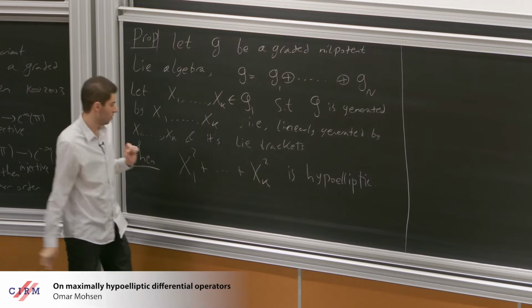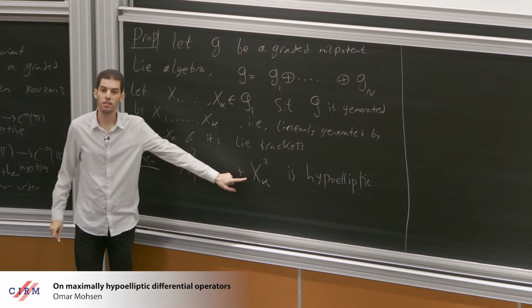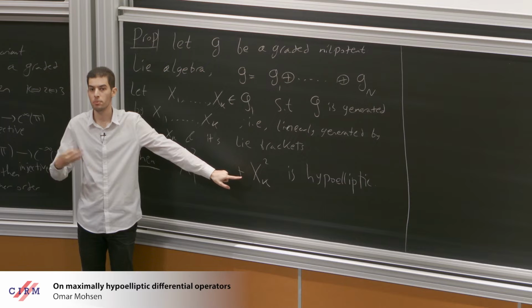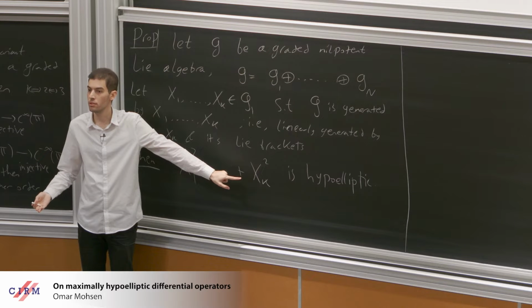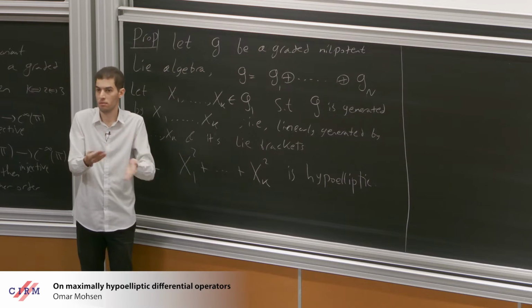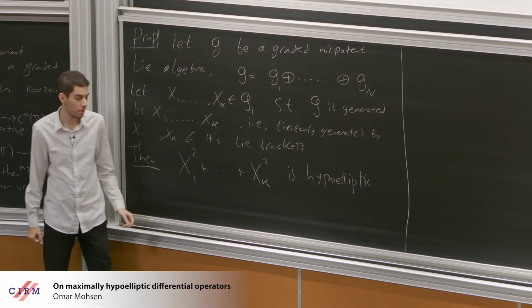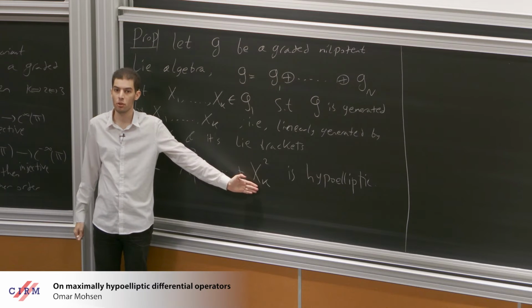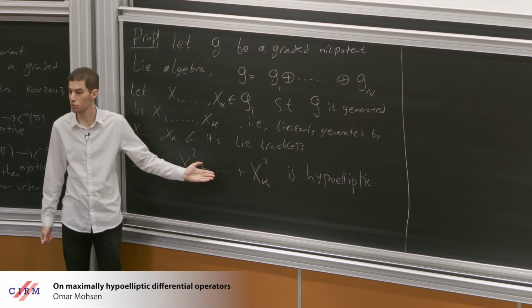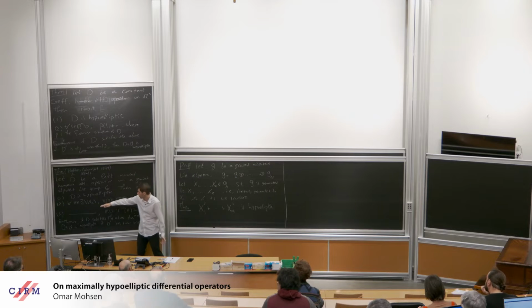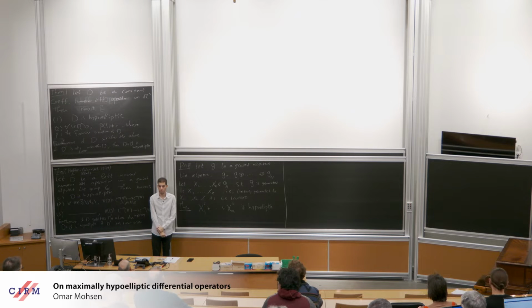And here I see this as a sum of left invariant operators. The Lie algebra is the Lie algebra of left invariant vector fields on the Lie group, so I can see elements of the Lie algebra as left invariant vector fields. So this is a left invariant differential operator, which is homogeneous of order 2. And it will satisfy this hypothesis, and so we get immediately that it is hypoelliptic. Okay.